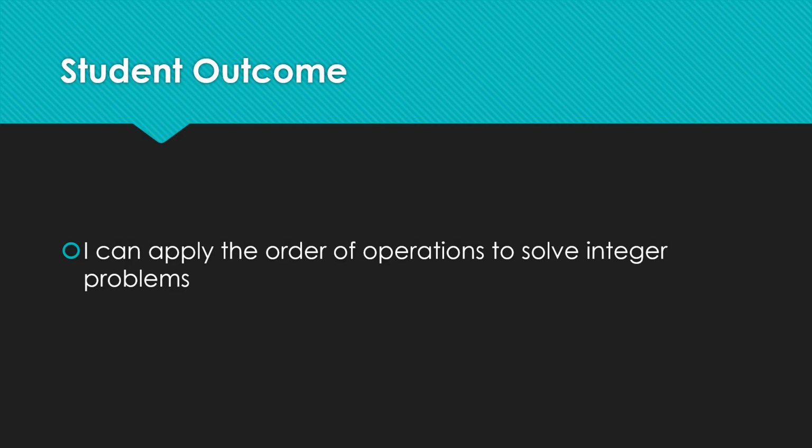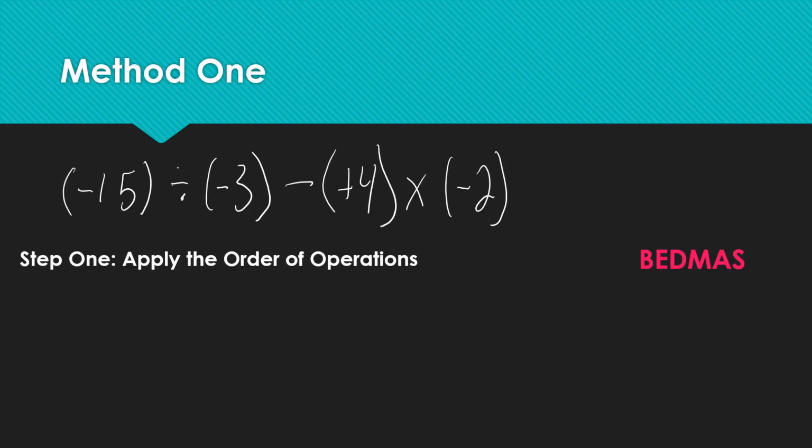So our student outcome for today is: I can apply the order of operations to solve integer problems. So really, that's just the natural next step in our unit, taking what we've learned so far and applying it in BEDMAS situations for problem solving. So let's look at method one, which is the only method we're going to look at for this lesson, which is essentially applying the order of operations.